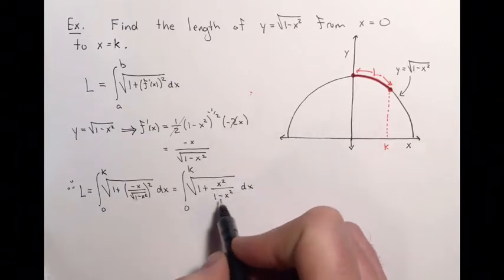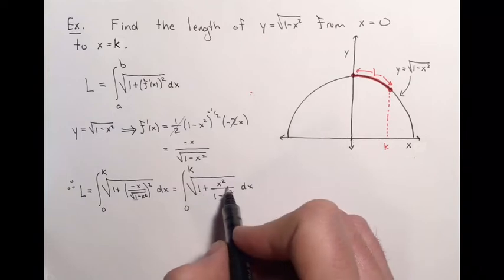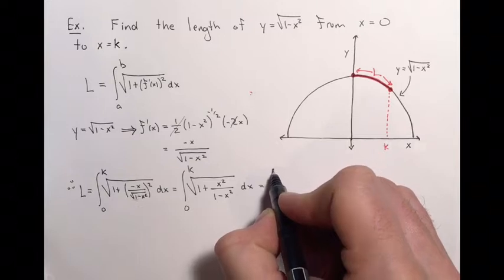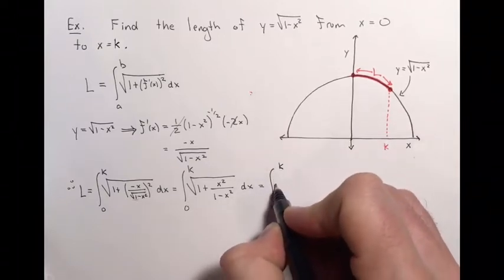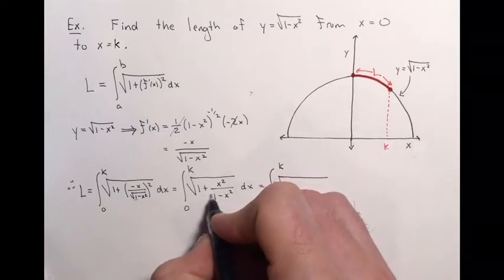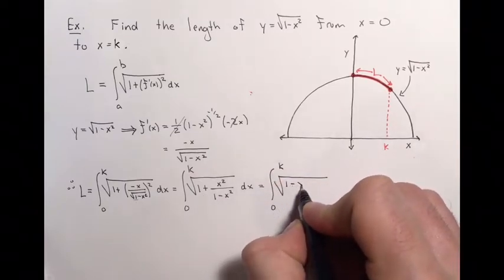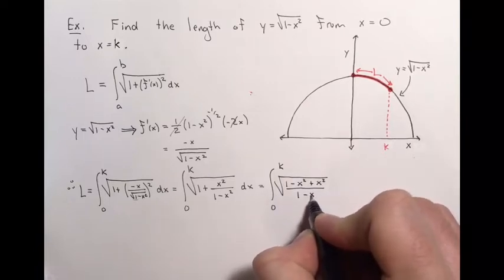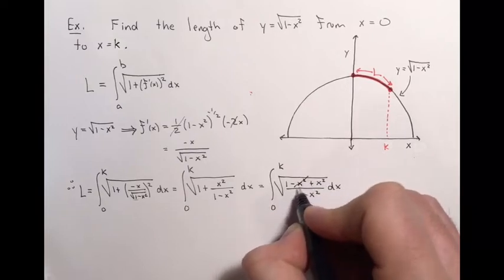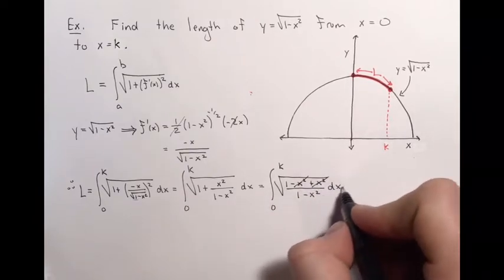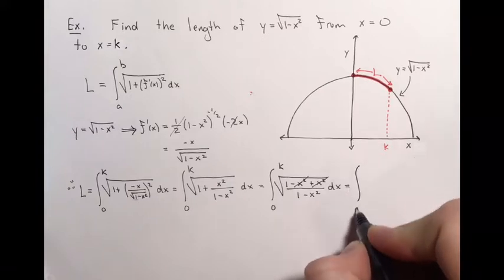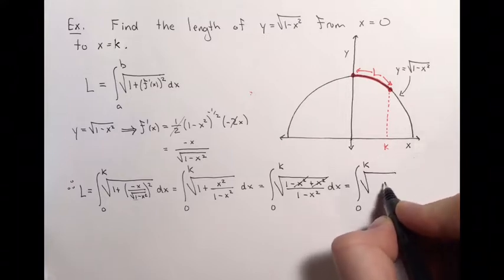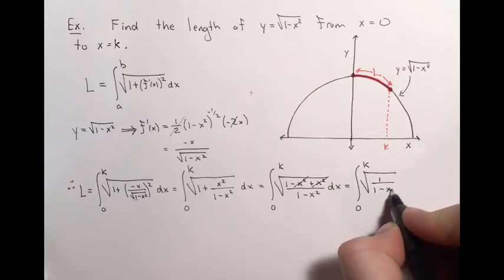And so normally when you're doing these arc length questions, you want to simplify as much as possible. Now that we have this, we're going to bring it together with this 1. And so with a common denominator, we end up with 1 minus x squared plus x squared divided by 1 minus x squared. So of course these are going to cancel each other out very nicely, and all you are left with is integral 0 to k, and we are going to be integrating 1 divided by 1 minus x squared.